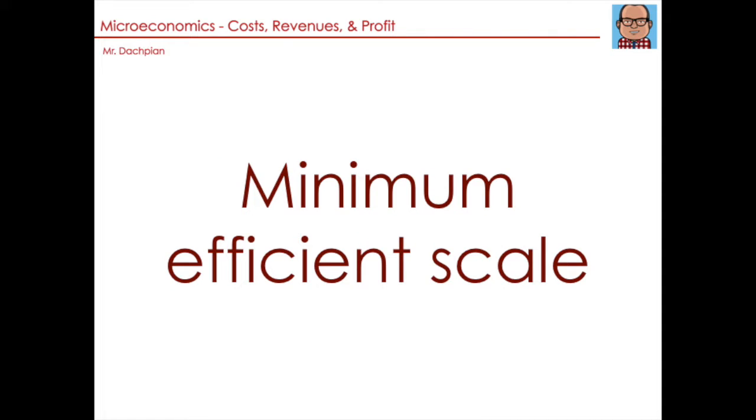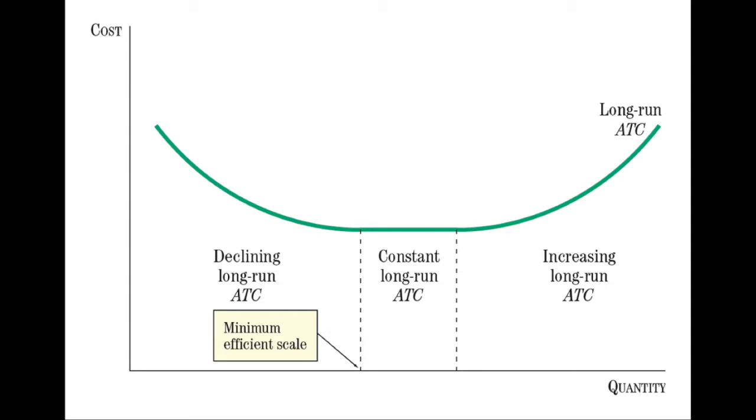Minimum efficient scale is the smallest scale of production for which the long-run average total cost is at a minimum. This figure illustrates the typical shape of the long-run average total cost curve. It also shows the regions corresponding to economies of scale, diseconomies of scale, constant returns to scale, and the minimum efficient scale.